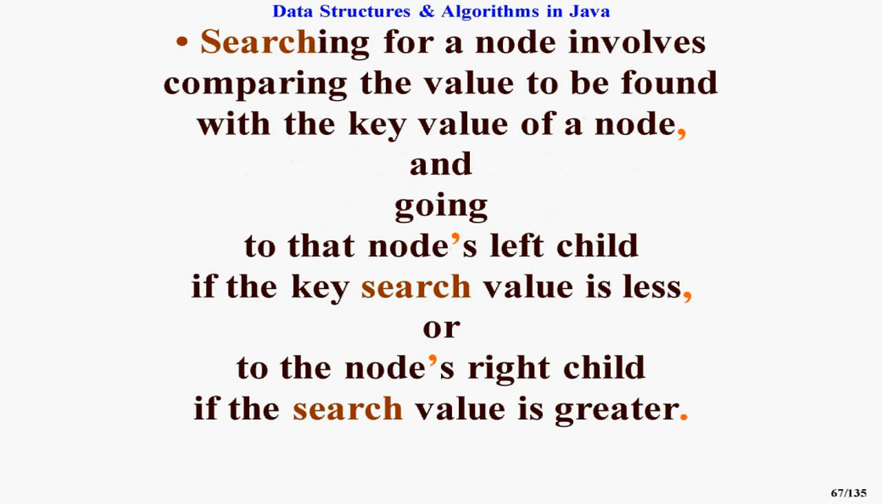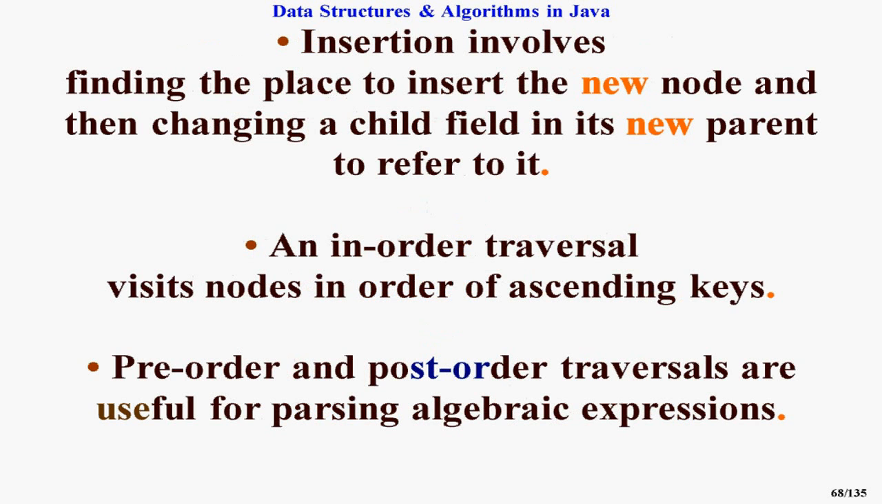Searching for a node involves comparing the value to be found with the key value of a node, and going to that node's left child if the search value is less, or to the node's right child if the search value is greater. Insertion involves finding the place to insert the new node and then changing a child field in its new parent to refer to it. An in-order traversal visits nodes in order of ascending keys. Pre-order and post-order traversals are useful for parsing algebraic expressions.